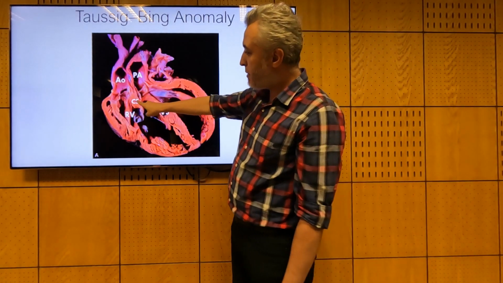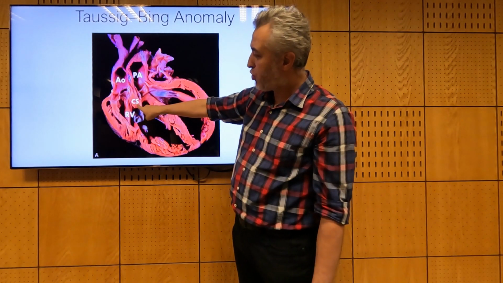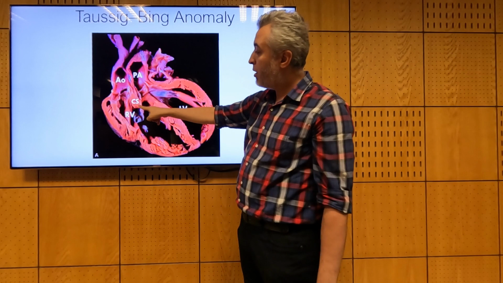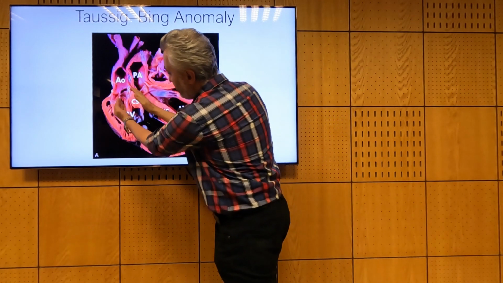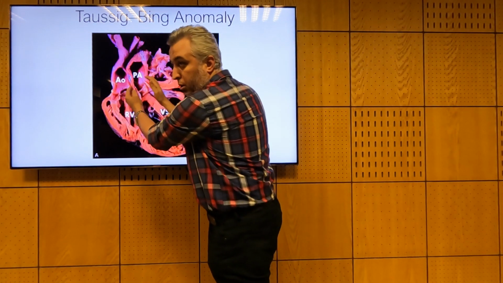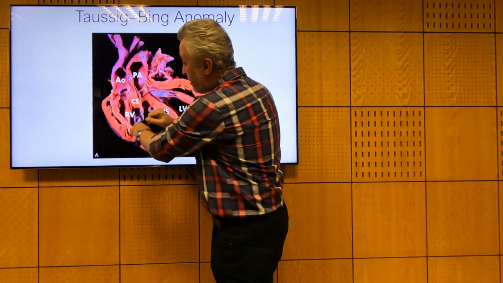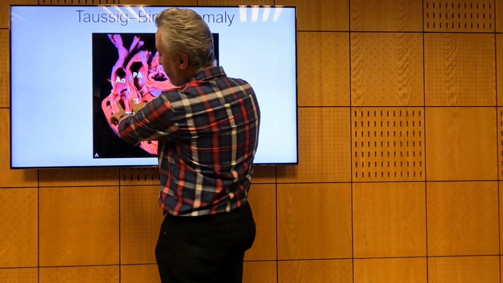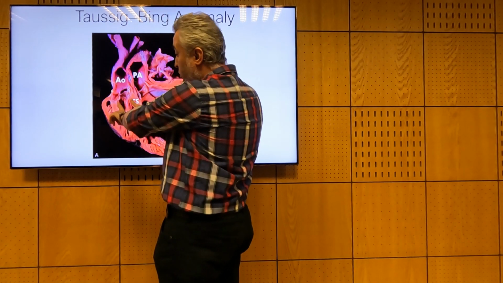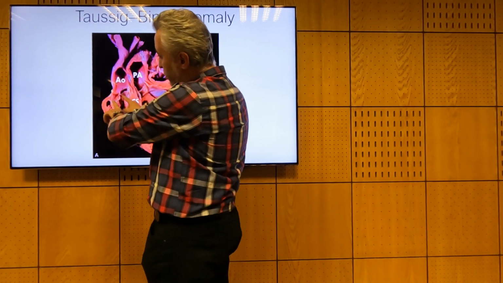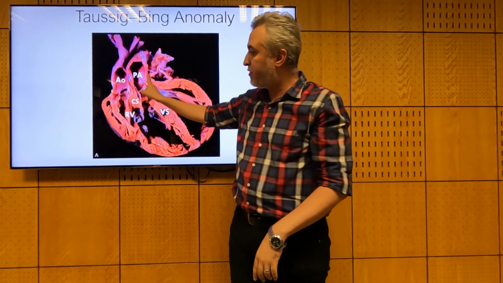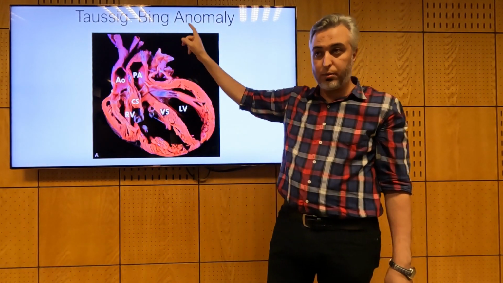So many times this structure is the conal septum, infundibular septum, which is actually shifted towards the right ventricle. That's why the pulmonary artery is going that way. And then sometimes this conal septum actually gets near to the free wall of the right ventricle. And so the blood going into the ascending aorta will actually be less than normal, and blood will preferentially go into the pulmonary artery.